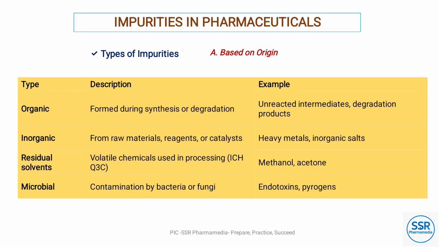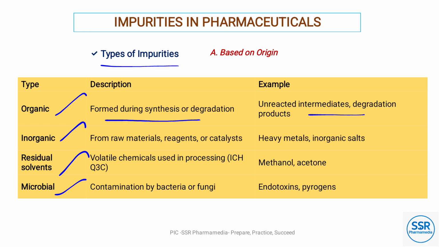So next we will discuss types of impurities. First is organic types. There are 4 types: organic, inorganic, residual solvent and microbial impurities. First, organic impurities are formed during synthesis or degradation of the product. Examples are unreacted intermediates and degradation products.